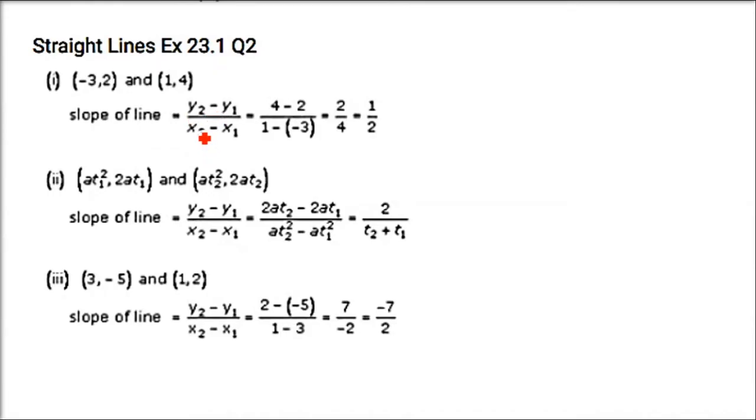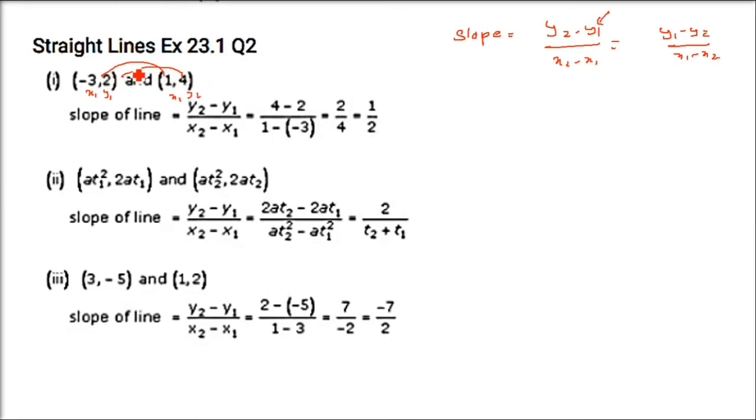Now we have three parts here. Find the slope of the line passing through the following points. So we have 2 points, x1, y1, and x2, y2. The slope or gradient is y2 minus y1 by x2 minus x1. You can also write it as y1 minus y2 by x1 minus x2. It doesn't matter, but the traditional way is to write y2 minus y1.